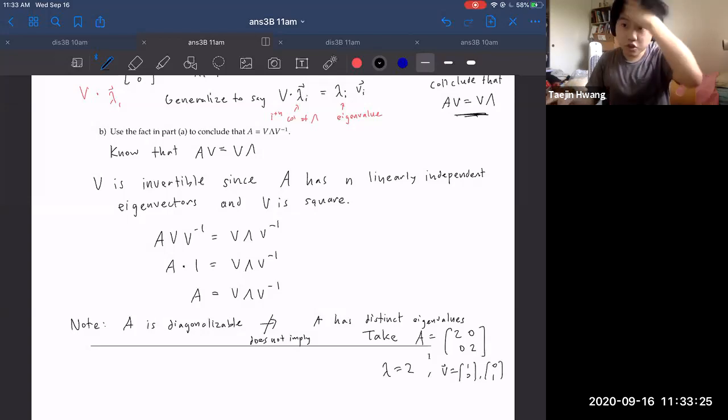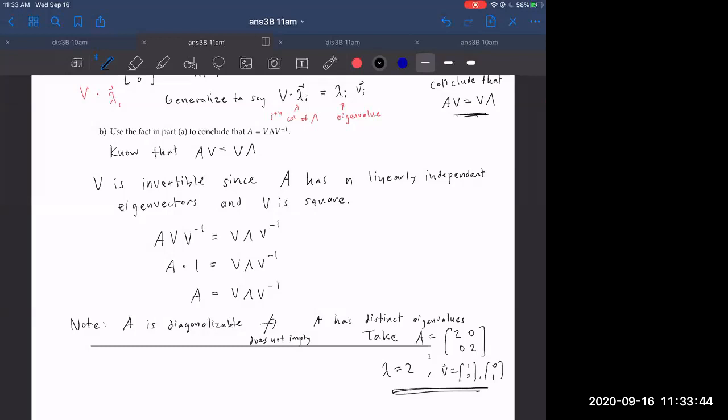For those who've taken 16A, in recent iterations they've told you to assume that if a matrix has distinct eigenvalues, it has n linearly independent eigenvectors. But the converse, having n linearly independent eigenvectors, doesn't necessarily imply distinct eigenvalues, and this is the case here.